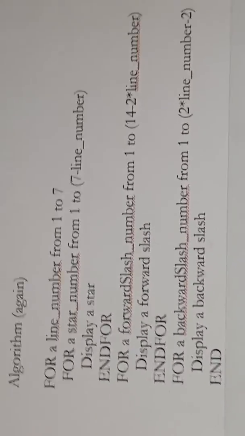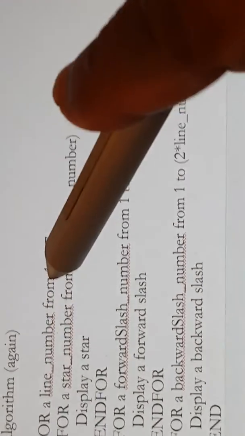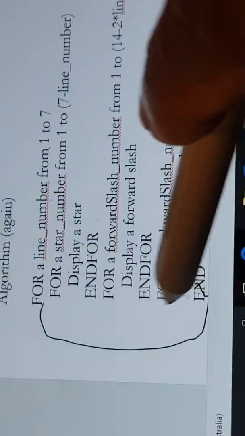So if we summarize that algorithm, we can rewrite it in terms of pseudocode as follows. We can think of the algorithm as a for loop that goes for a line number from 1 to 7. The for loop starts here and ends here. Within that, we need another for loop that starts there and ends there, another for loop, and likewise a fourth for loop for the fourth pattern in a line.